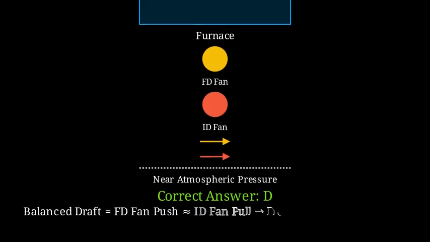To summarize, balanced draft is all about matching the pull from the induced draft fan with the push from the forced draft fan. So the furnace pressure stays right around atmospheric. That keeps the combustion stable without creating too much pressure or vacuum inside.